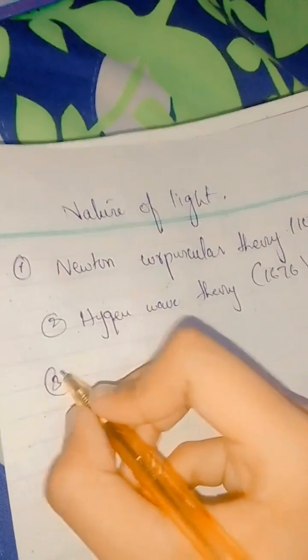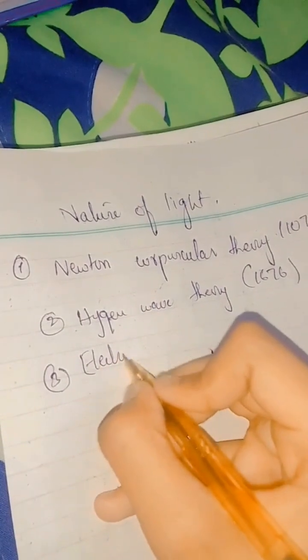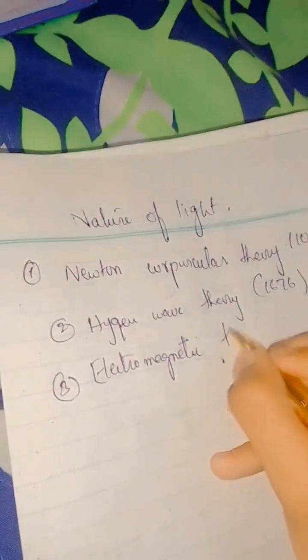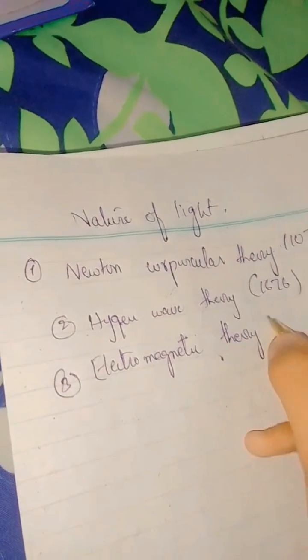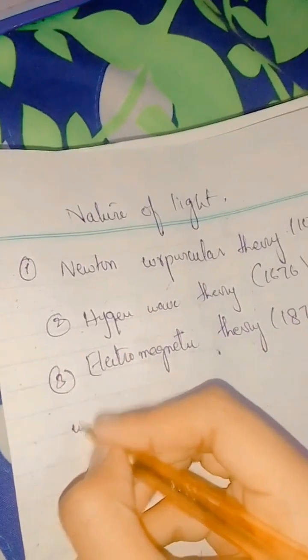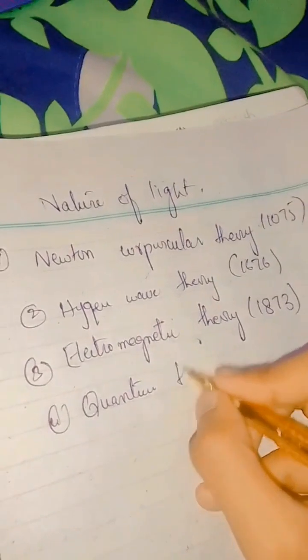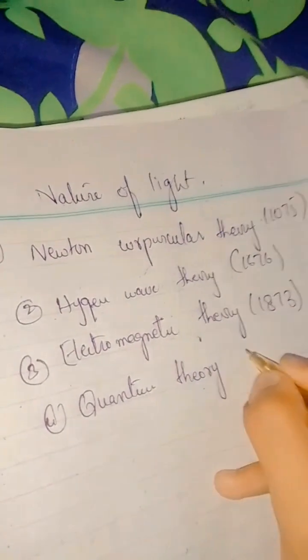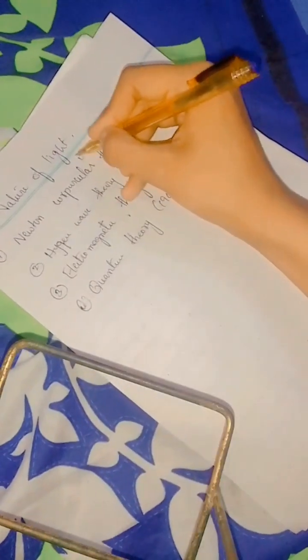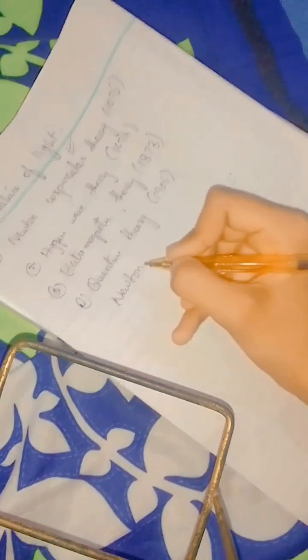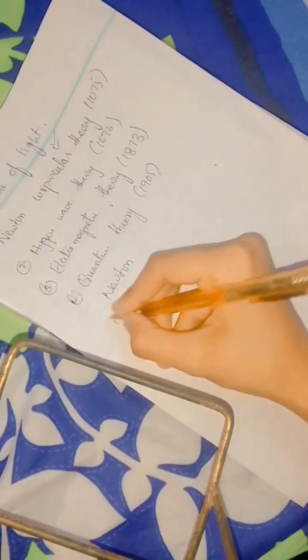Then the third one is the electromagnetic theory, 1873, and the fourth is the quantum theory, that is in 1905. If we talk about the first theory, that is Newton's theory, Newton basically made four points.